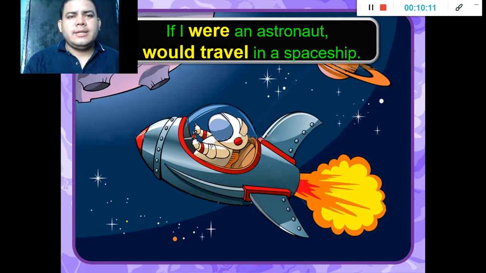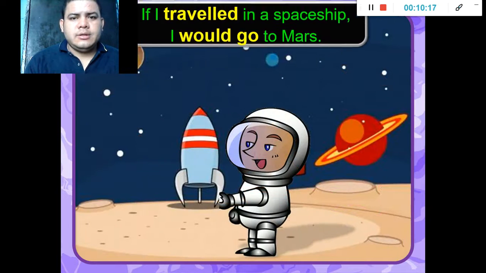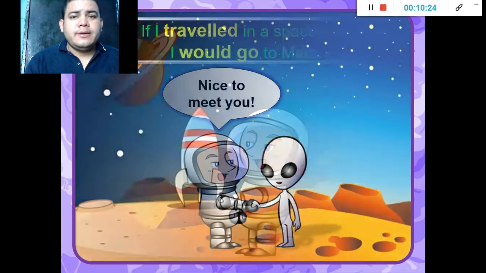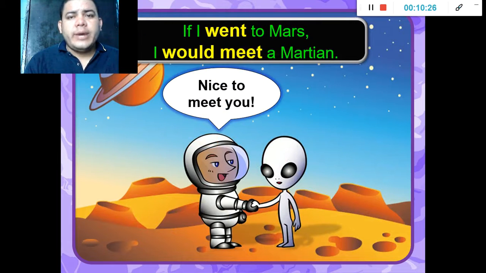Right. This is the sentence that we have. If I were an astronaut, I would travel in a spaceship. If I traveled in a spaceship, I would go to Mars. If I went to Mars, as you can see, this is in simple past. If I went to Mars, I would meet a Martian, right?